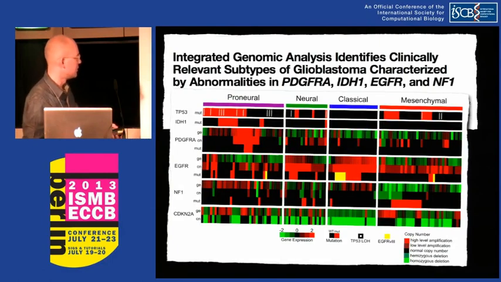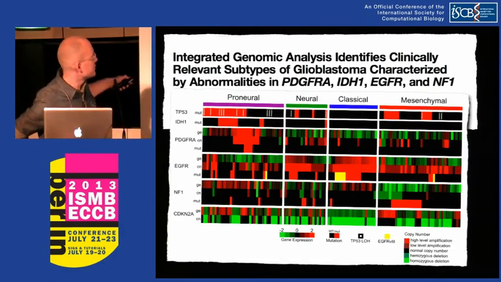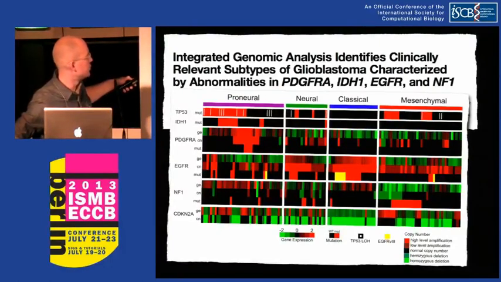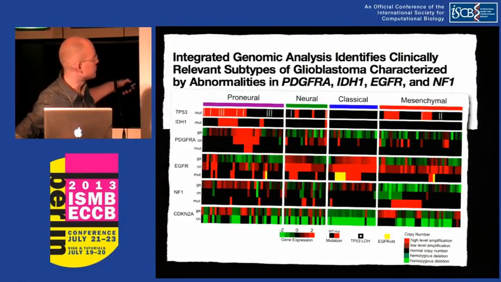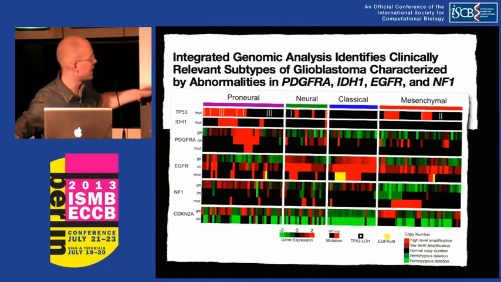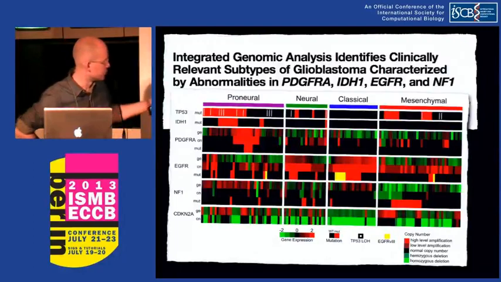Okay, so for instance, here on the top row you have a mutation status of TP53 in those patients, IDH1 mutation status, and you can see right away, for instance, IDH1 mutations are more prevalent in this proneural group than in the other 3 groups. There's only one, in fact, that is not in the proneural group, and that's in the neural group.